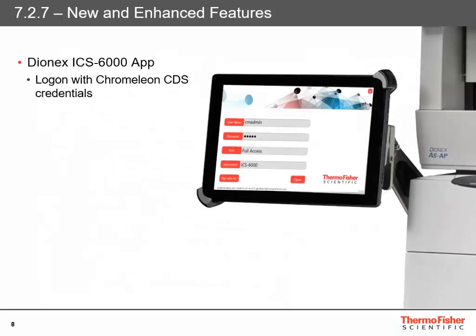As I said, the other thing that is available with ICS 6000 is an app on a mobile tablet. This is fully linked to Chromeleon CDS, so when you go to the app, you will log in with your regular Chromeleon CDS credentials, even allowing you to select your role. This then gives you access to the instrument controls that are on the system.